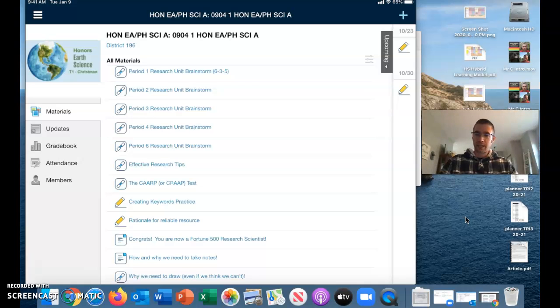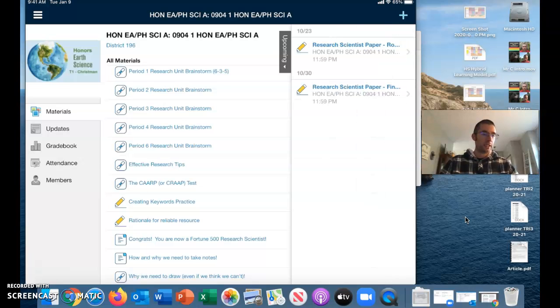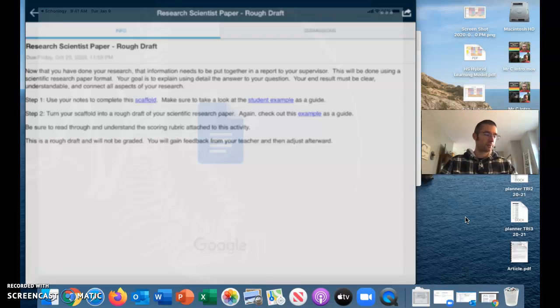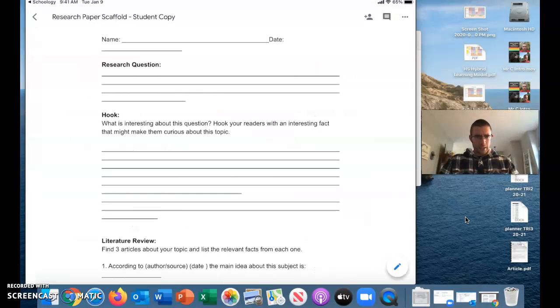Now another thing to kind of help get your mind set to see if you have enough information or not is to actually go to the rough draft assignment. I can do that through the upcoming. And take a look at step number 1. It says use your notes to complete this scaffold, which is kind of like a skeleton for a paper, and make sure to look at the student example as a guide. So I'm going to take a look at the scaffold. Okay, it's a Google Doc, and you're just filling information in.